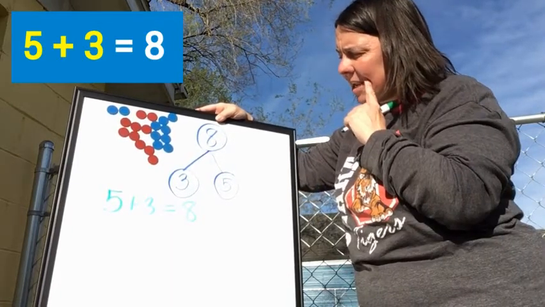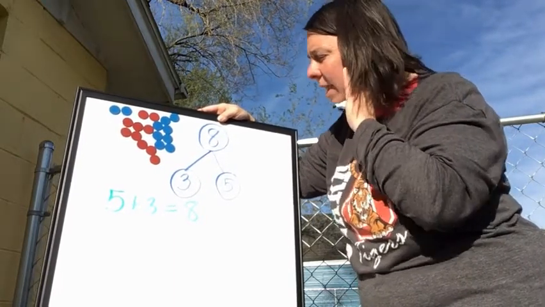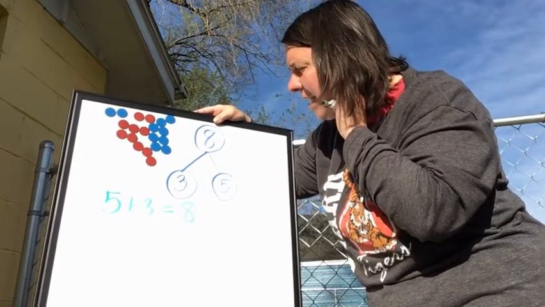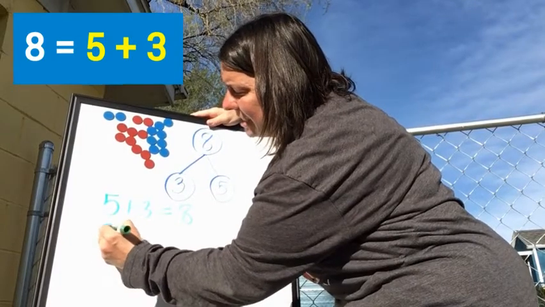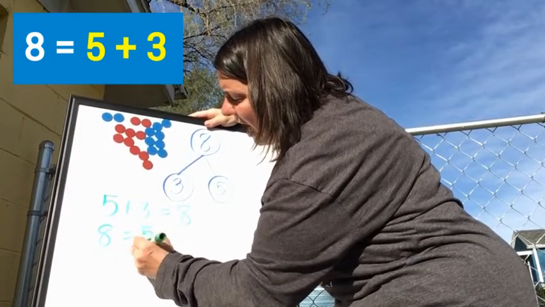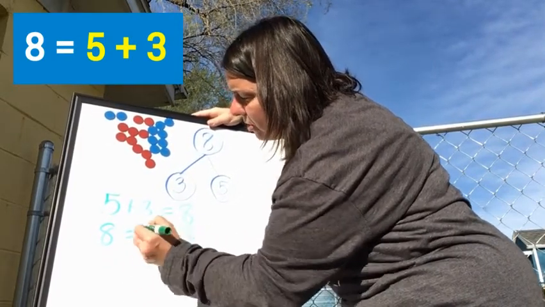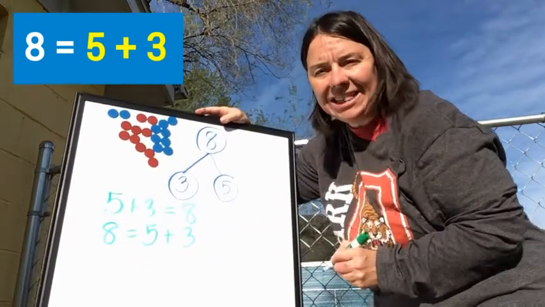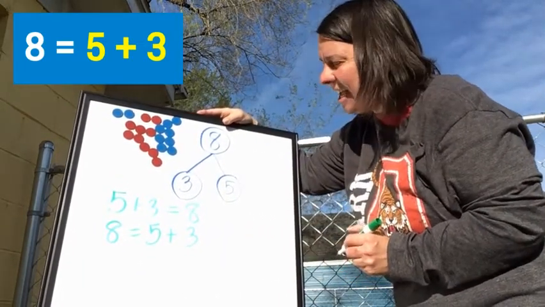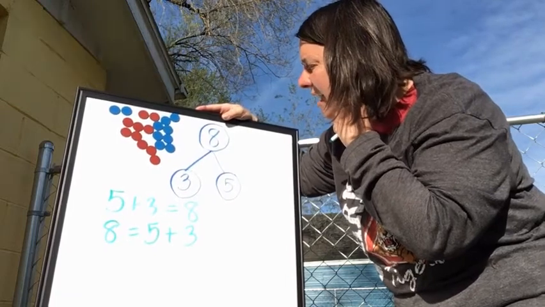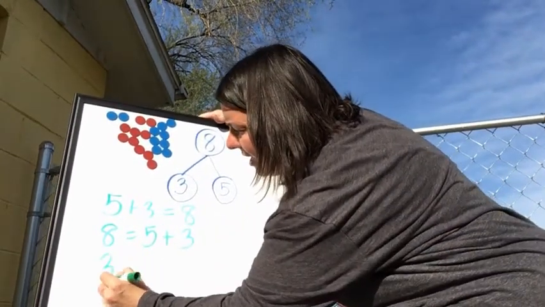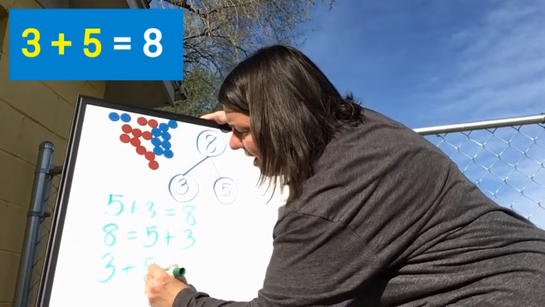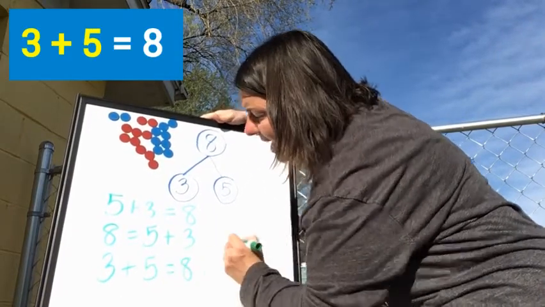Let's see if we can write another one. What do I hear you saying? Oh, Mrs. Moon, 8 equals 5 plus 3. I like that number sentence, kindergartners. Do I hear another one? I hear someone saying 3 plus 5 equals 8.